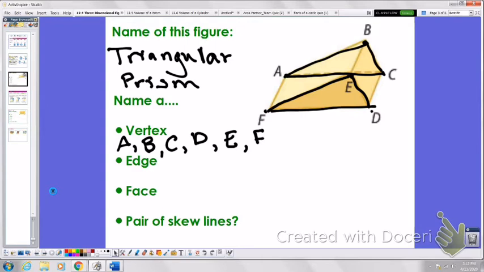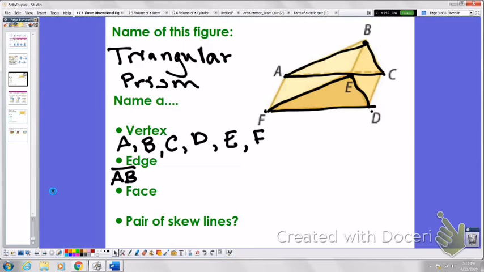All right, your edges then would be the sides. Now be careful when you're naming your edges. You must use a line above your letters in order to represent that it is a line segment. So for instance, we would say segment AB. One of our sides is AB, and then we put a line over top of AB to represent that it is a line segment.